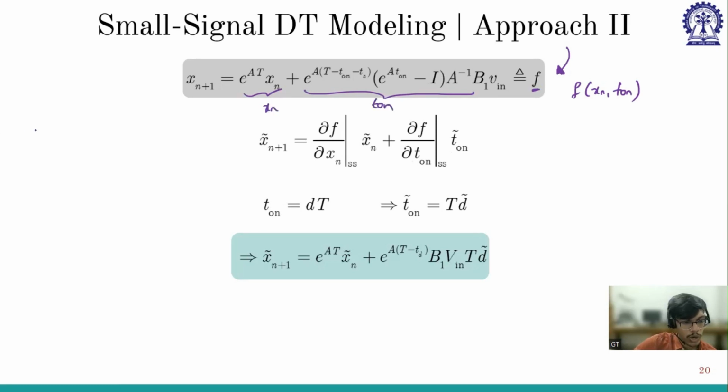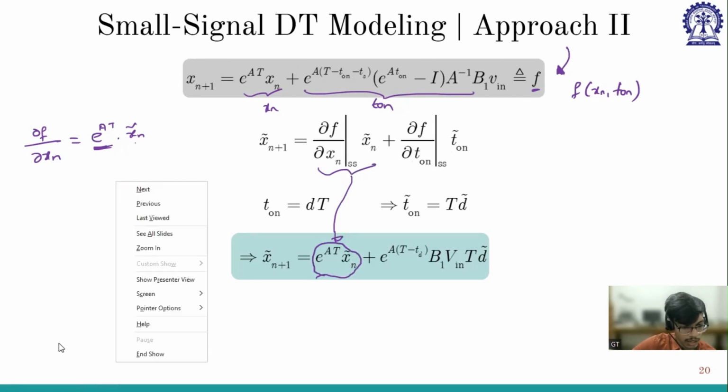If I do dou f by dou xn perturb, dou xn, I'll have to differentiate this, because the second part will be 0. So this is e to the power At into xn perturb, because I am differentiating with respect to xn. So e to the power At is constant into xn perturb. So that is my first term: e to the power At into xn perturb.